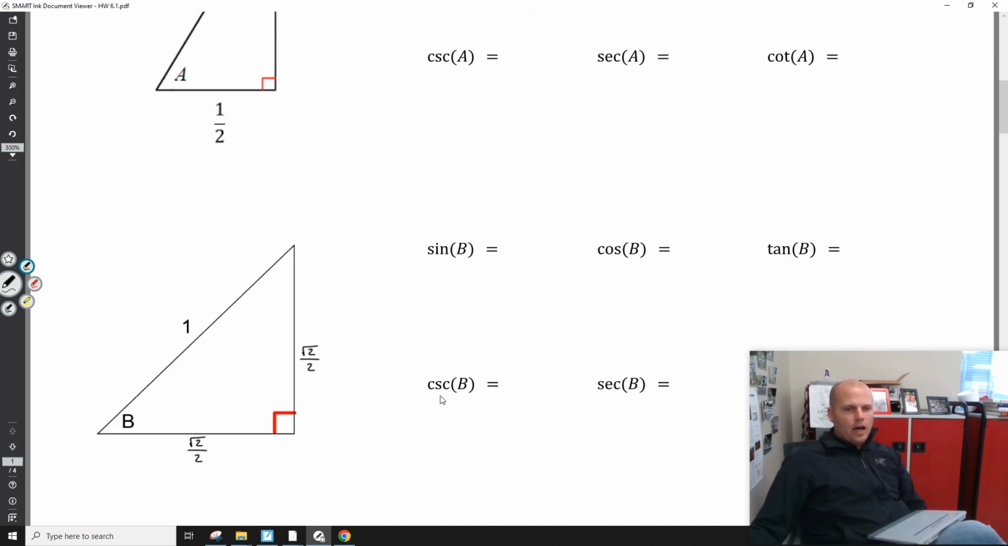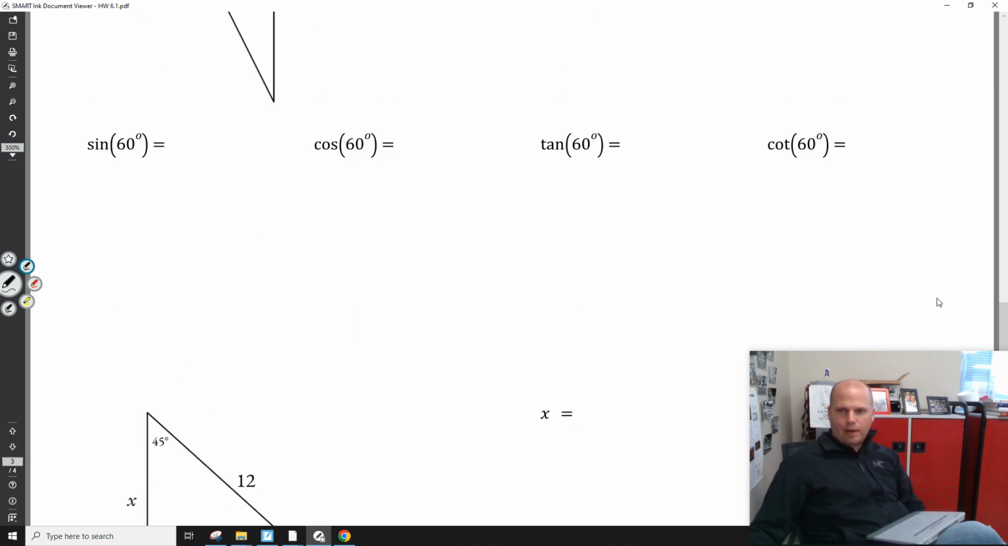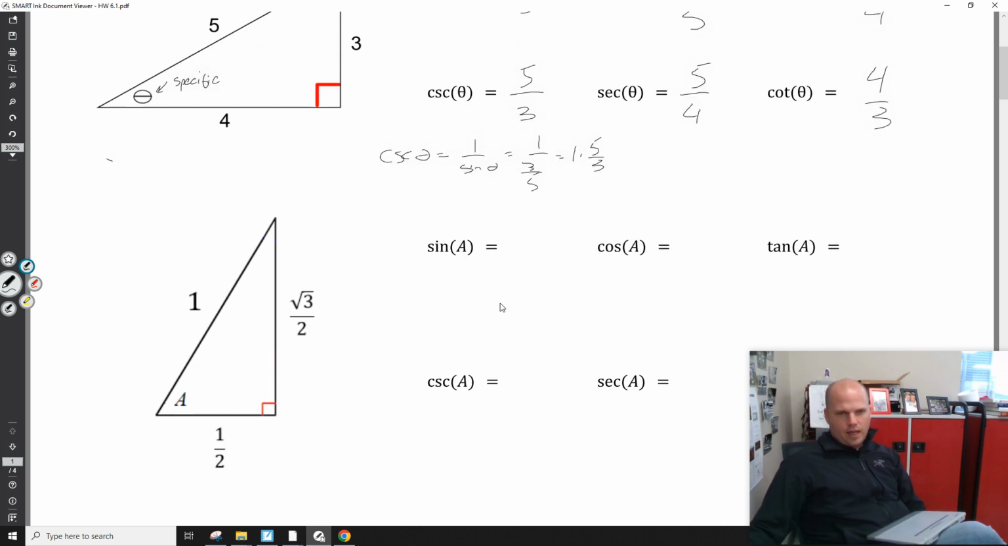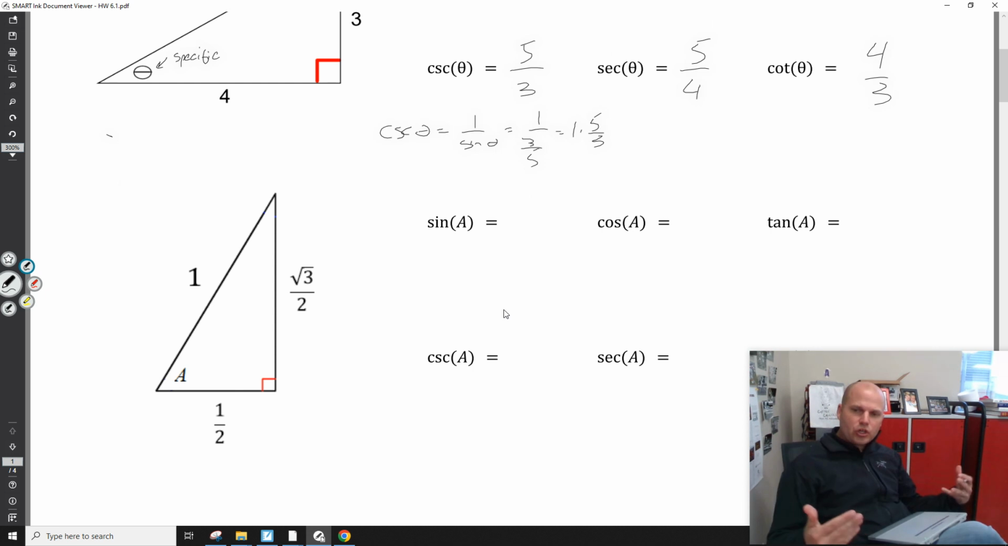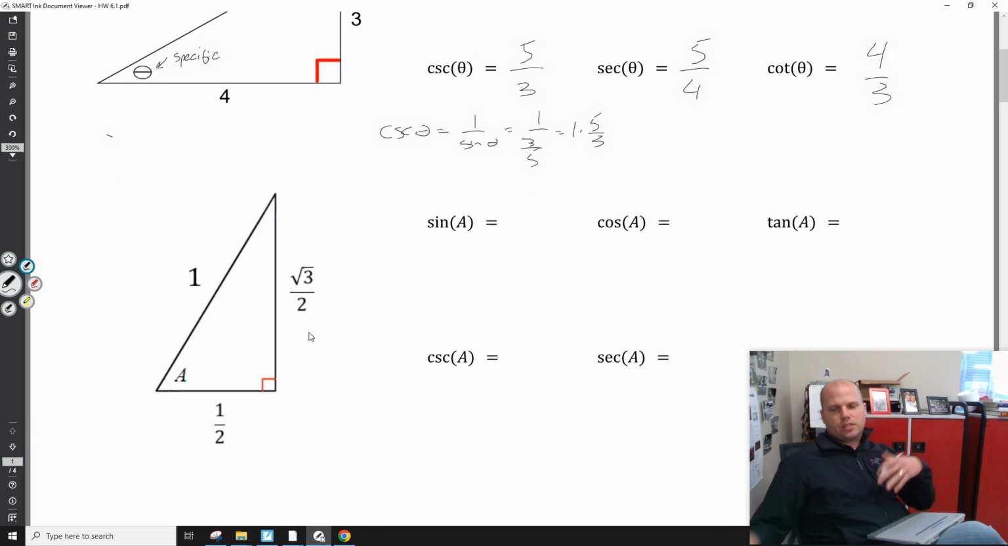Okay. We are going to switch gears towards very specific triangles that we are going to be using for the rest of the unit. And that is 30, 60, 90 triangles and 45, 45, 90 triangles. This is a tall oriented 30, 60, 90 triangle. This angle A is actually 60 degrees. It is the larger angle compared to this angle, 30 degrees. Opposite the larger angle is the larger side, √3/2, which is bigger than 1/2.